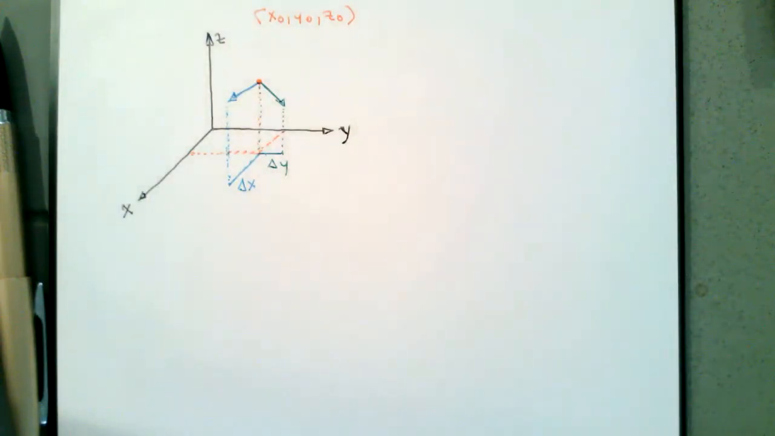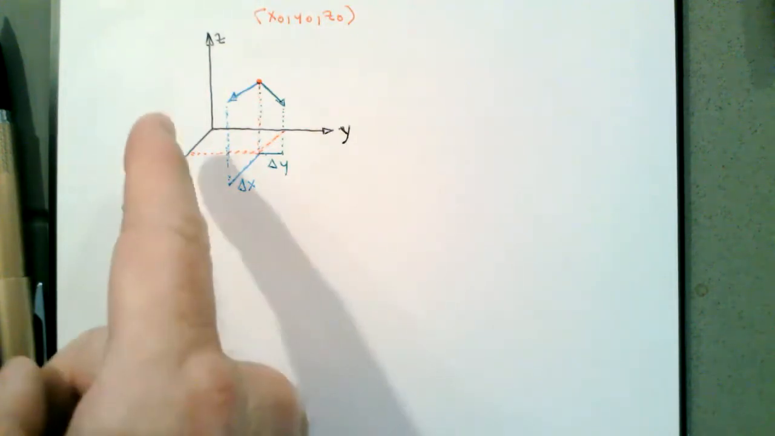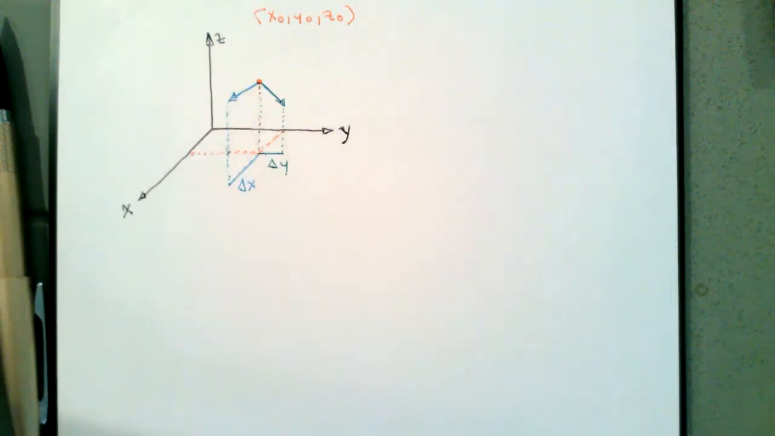So those are where the delta x and the delta y happen. And then over on the xz plane, we'd be able to see how much z has changed.